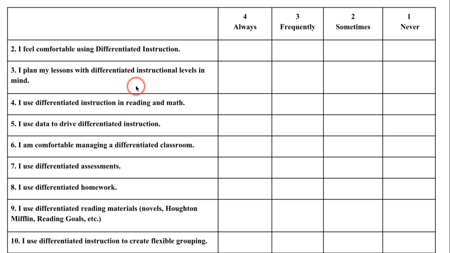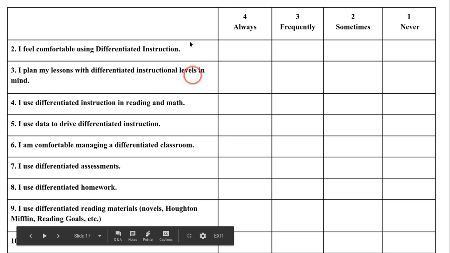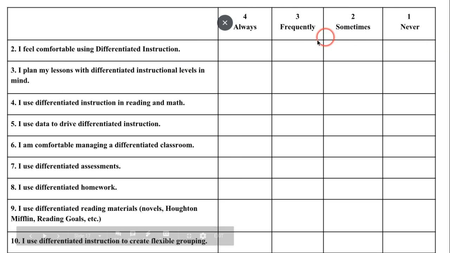And then they had to answer all of these questions, 2 through 10. 1 would be never, 2 sometimes, 3 frequently, and 4 always.